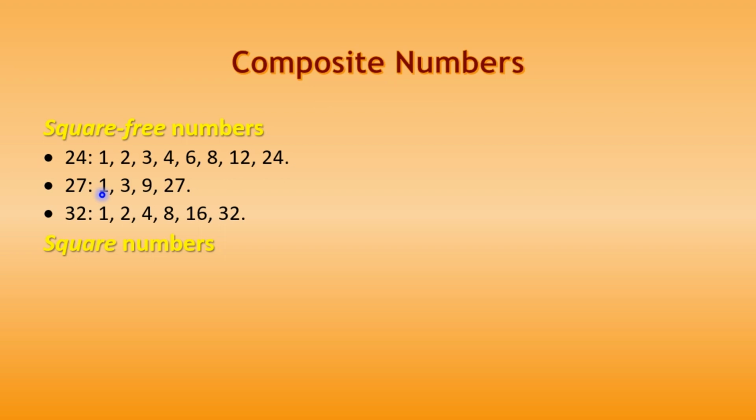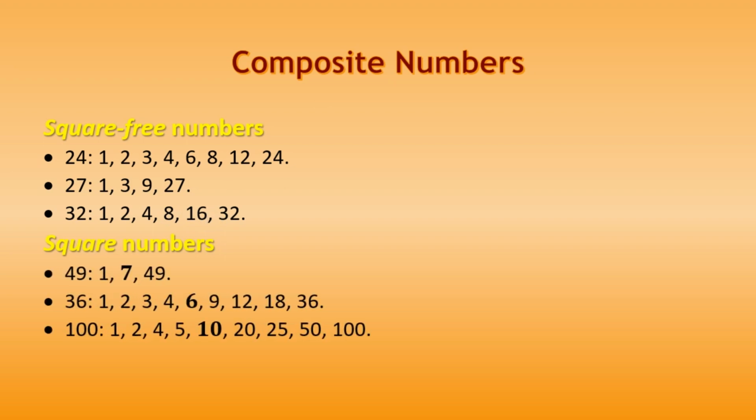As for 27, 1 and the number itself are already there. 27 cannot be divided by 2, but it can be divided by 3, and this gives us 9. 27 cannot be divided by 4, 5, 6, 7, or 8. Therefore, 1, 3, 9, and 27 are the only factors of 27. Through this same process, you can get these factors of 32.